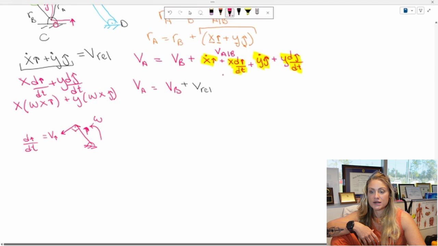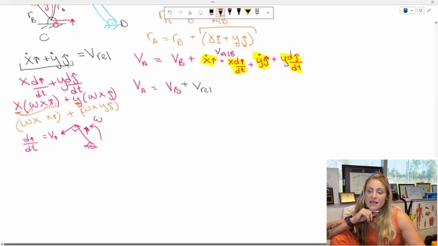Now, cross product rules state that you can distribute a scalar into any of the terms. It doesn't matter which term you choose. I am going to distribute it with the unit vector. So I am going to say that this is really omega cross xi plus omega cross yj. Okay? And then let me erase this.